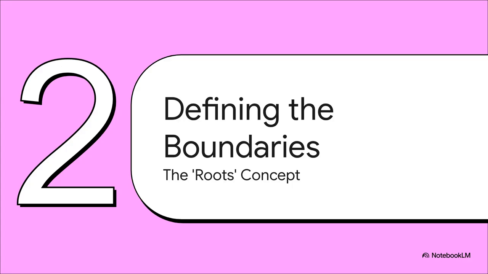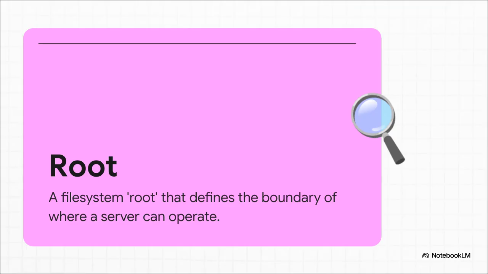Okay, so how does it actually work? Well, the whole thing boils down to one core concept: defining the boundaries. And the protocol has a specific name for this. It calls these boundaries roots. A root is just a folder or a workspace that you, and this is the key part, you, the user, explicitly say the AI can access. It's the official line in the sand. The AI is programmed so that it literally cannot cross it.